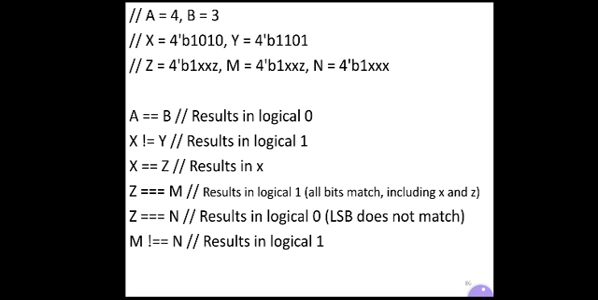And last example, M case inequality operator N. M and N do not match. You can observe that M is 1XXZ, whereas N is 1XXX. They do not match, so we are comparing for inequality. So it's true. So the logical result will be logical 1.